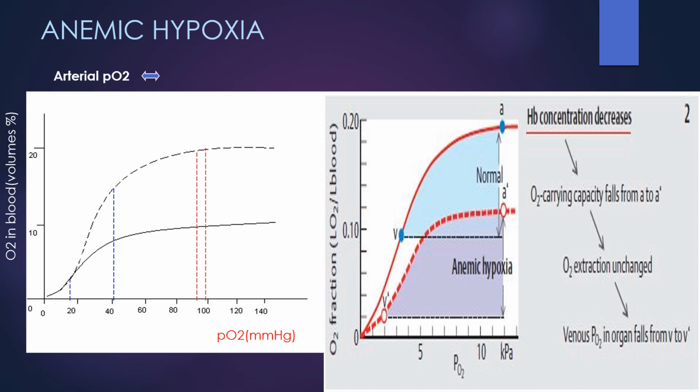In anemic hypoxia, there will not be much difference in the arterial oxygen pressure. So the oxygen pressure will be normal, but when there is a decrease in the hemoglobin concentration, the oxygen carrying capacity also falls. So here you can see the oxygen carrying capacity falls. So the oxygen extraction in the cells, there will not be much change in it. The venous oxygen pressure in organs also falls just because of the decreased oxygen carrying capacity. So oxygen pressure in the artery is unchanged, whereas when the oxygen carrying capacity is decreased, the venous oxygen pressure also decreases.